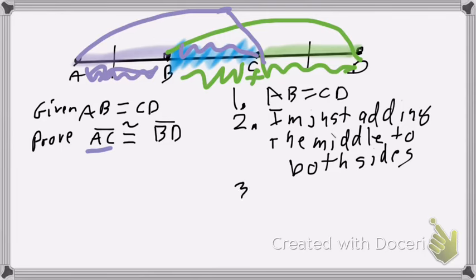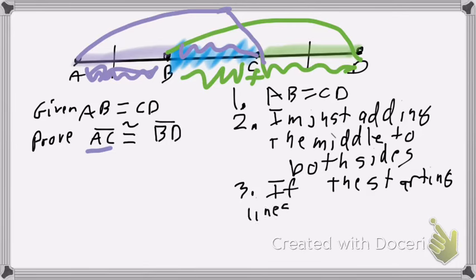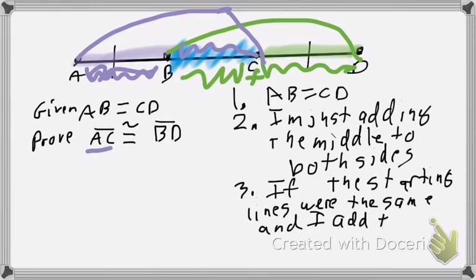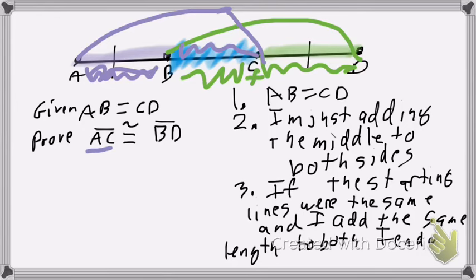So that would give me my third clue, which is that if the starting lines were the same, and I add the same length to both, I end up with two equal lengths.